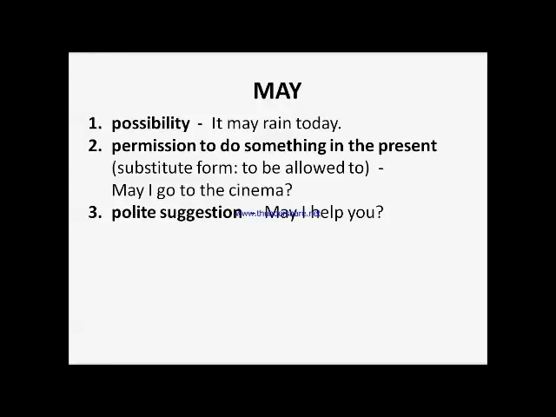And third is a polite suggestion. For example, may I help you? This is the most commonly used phrase in English. May I help you? May I please talk to you for a minute?